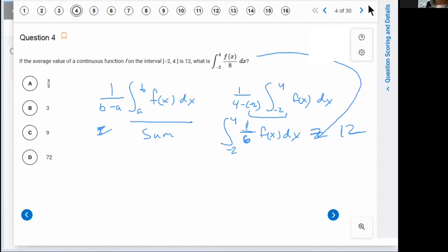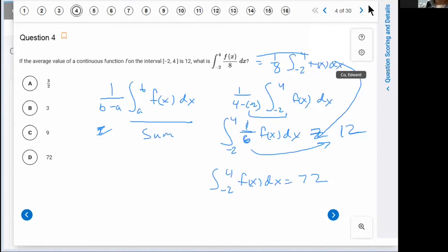So let's get rid of the 6. If I multiply this by 6, 6 times 12 is 72. So the integral from negative 2 to 4 of f of x dx is equal to 72. Do you see how we're treating this like just an algebra problem? So how can I get this 1 over 8 times the integral from negative 2 to 4 of f of x dx? Do you just divide by 8? You just divide by 8. That's exactly it. Because we know this matches this exactly.